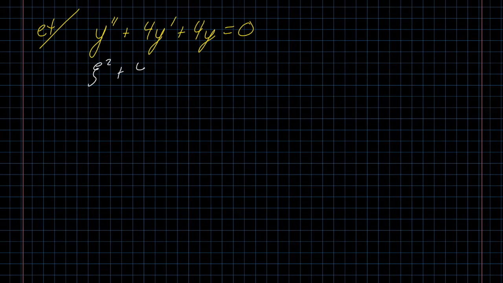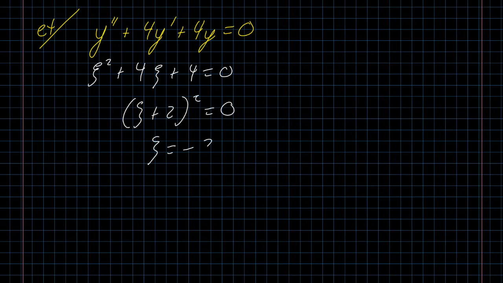xc² + 4xc + 4 = 0. And notice that that is a perfect square trinomial. This is (xc + 2) the whole thing squared. We have a repeated root.